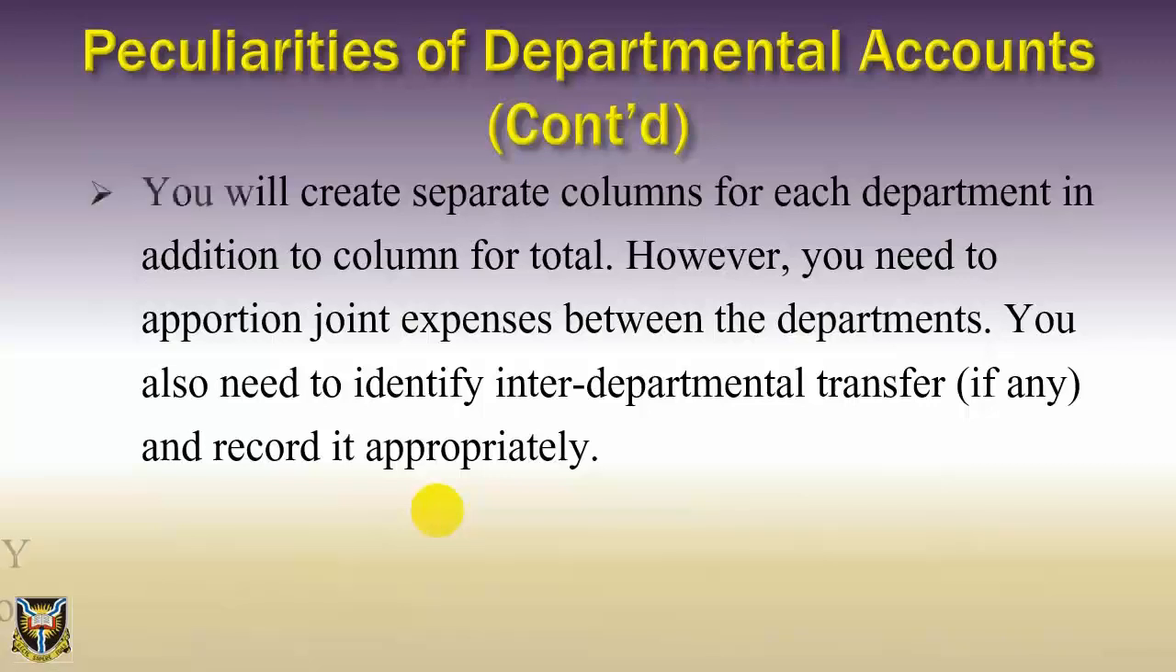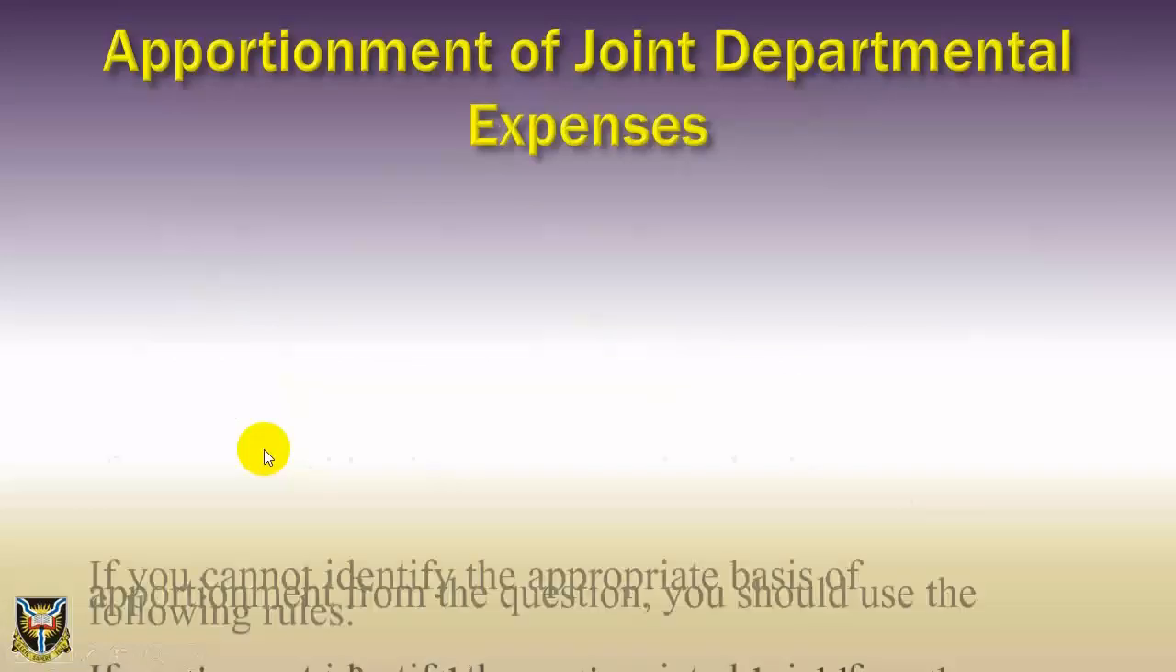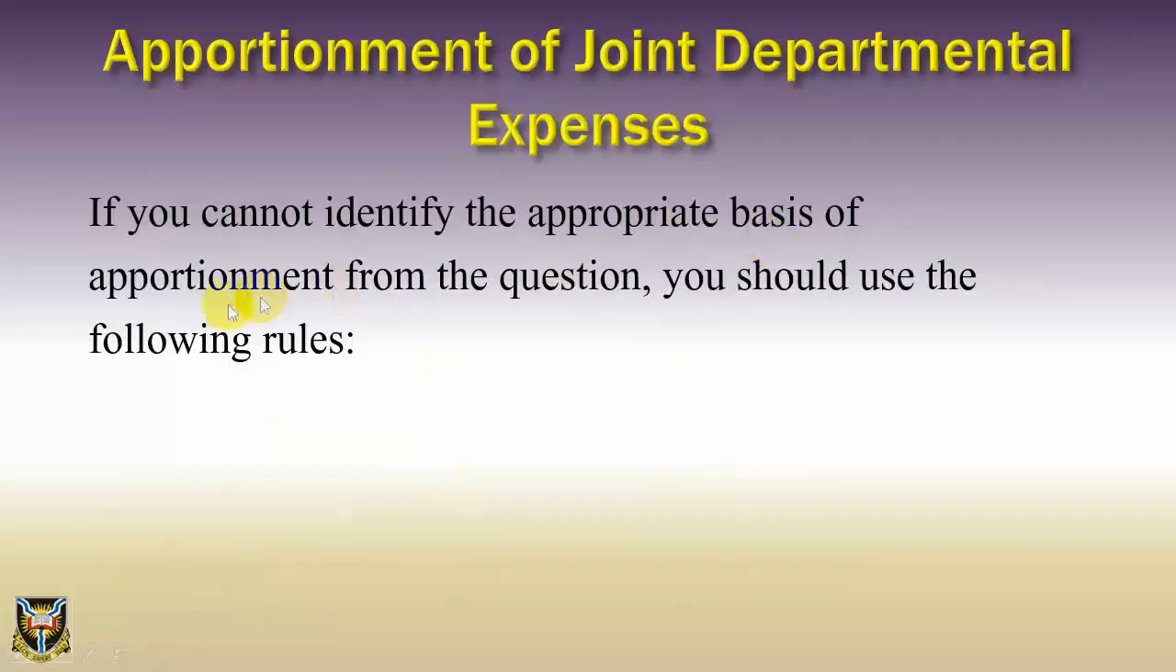C. Apportionment of joint departmental expenses. My first advice for you is to read the question very well. This is because, in many cases, the question will include specific instructions on the basis of apportioning joint figures. If you cannot identify the appropriate basis of apportionment from the question, you should use the following rules.